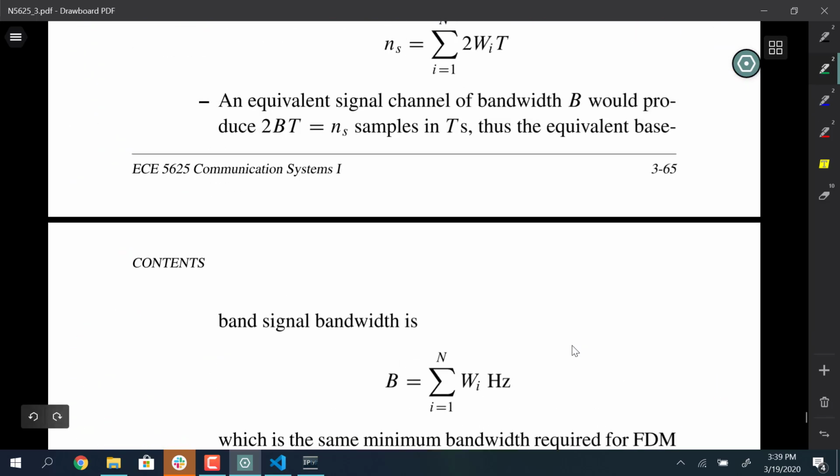Any questions on this wrap up in chapter 3?